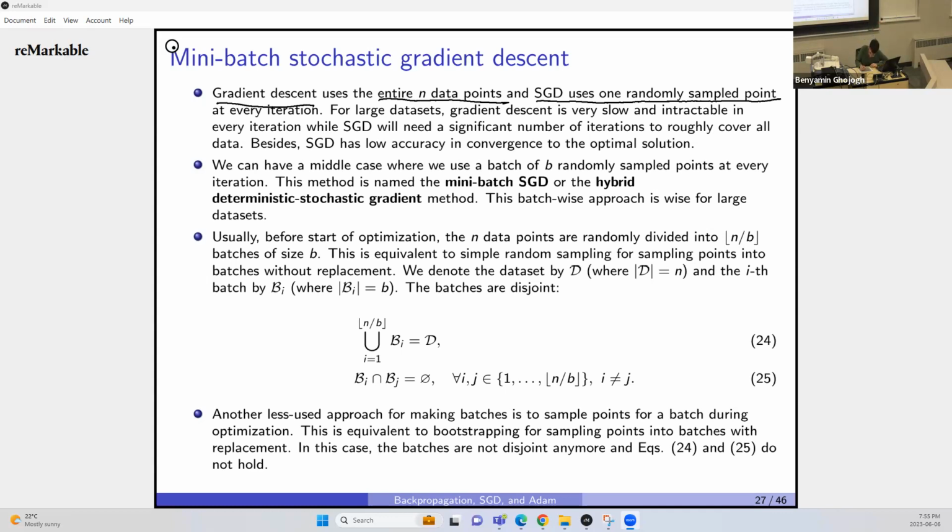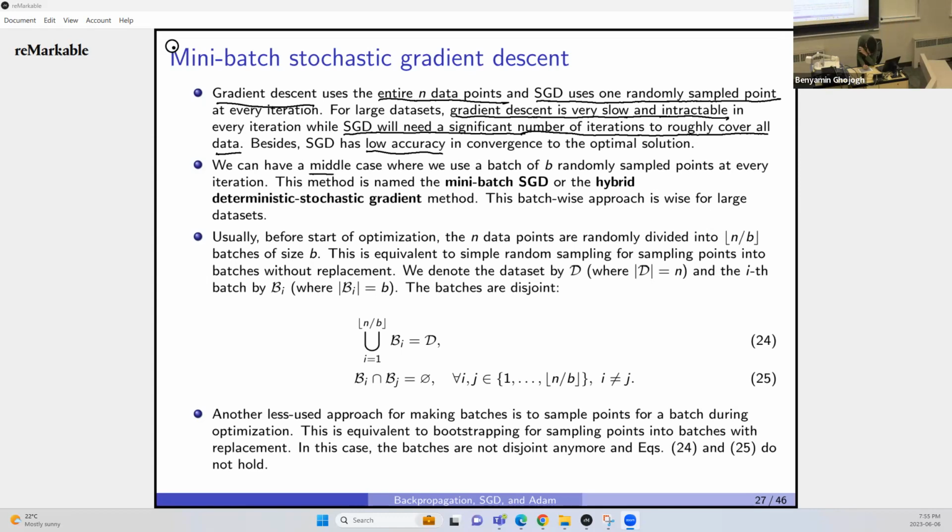For large data sets, gradient descent is very slow because of the full gradient calculation in every iteration, while SGD will need a significant number of iterations to roughly cover all data, right? Assume you have a huge number of data points. If SGD wants to cover all of the data points, we need a lot of iterations to see all of them. Besides, SGD has low accuracy in convergence to the optimal solution. So let's have a middle case scenario.